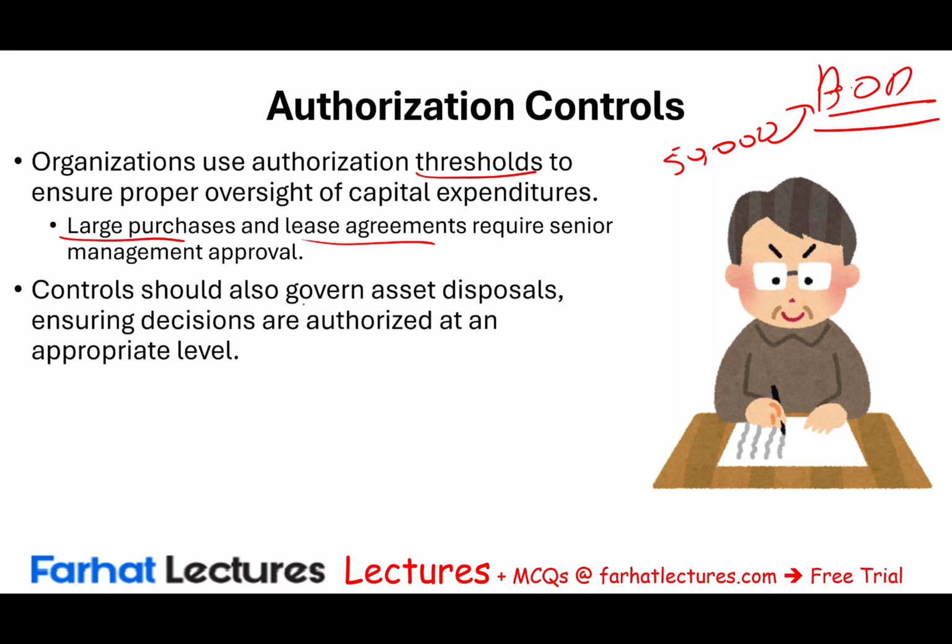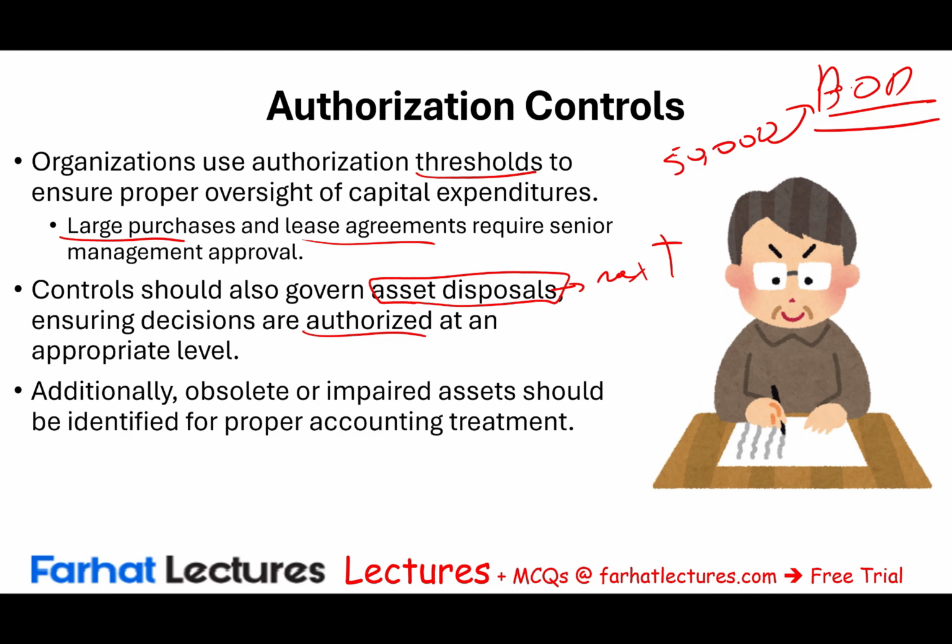Controls should also govern asset disposal. When we dispose of an asset, we'll talk about this in the next session when we do the actual audit, ensuring decisions are authorized at the appropriate level. Also, when you have assets, sometimes the asset becomes obsolete, or we might have to impair the asset. Well, how do we do this? What are the approvals? We need to identify the proper accounting treatment, how the company is following these things.